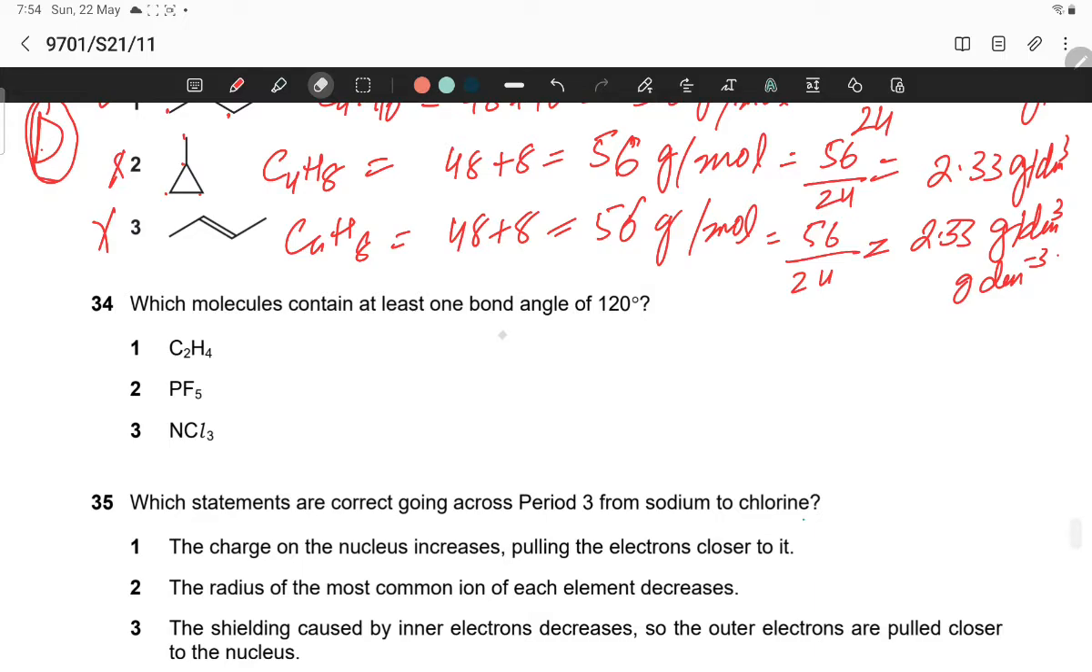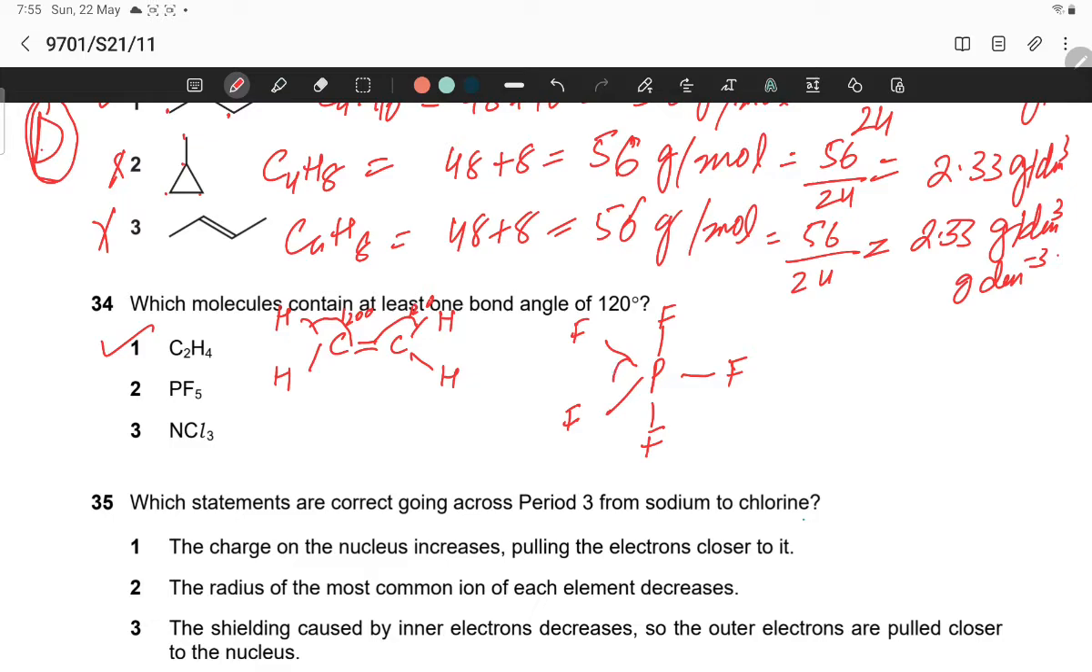Which molecule contains at least one bond angle of 120? This is C2H4, so this carbon is 120, this is again 120, this is trigonal planar, so the bond angle is 120. This is correct. PF5, this is P, F, F and F, and this is F and F.